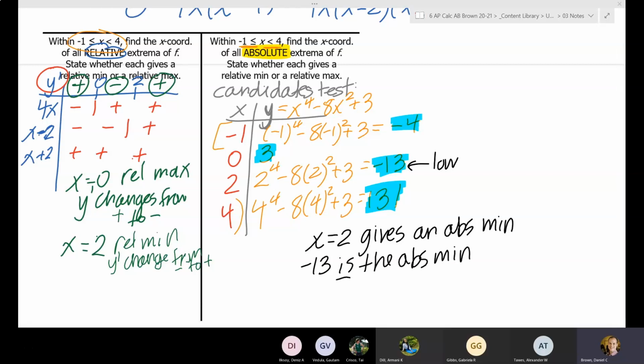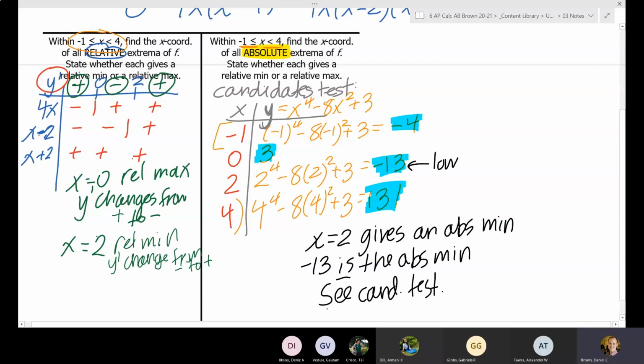You'll like how we justify these. When we do relative extreme, you can say something like, the first derivative changes from positive to negative. To justify absolute extreme, you just have to say see candidates test. So as long as you showed your work clearly, just tell the AP grader to go look at your work. So there's the absolute minimum.